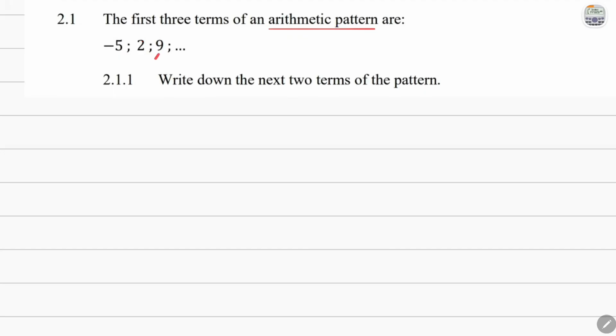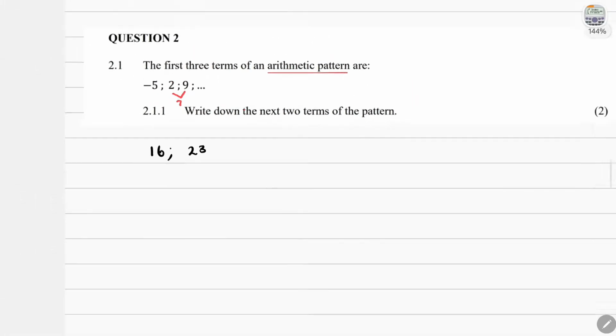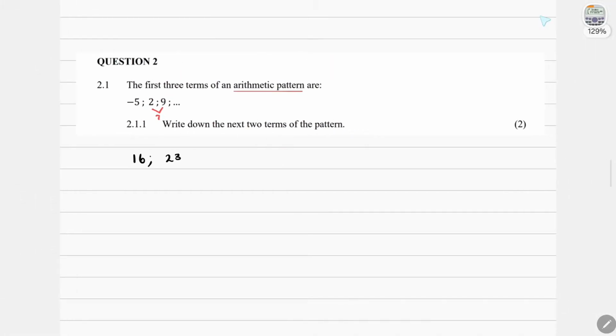So we can find that constant difference by saying 9 minus 2, term 3 minus term 2, which is 7. That means each term would be found by adding 7 to the previous term. So the next two terms would be 9 plus 7, which is 16, and then 16 plus 7, which is 23. And that is our answer. Okay, moving on to the next question.